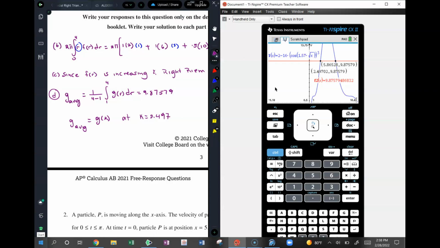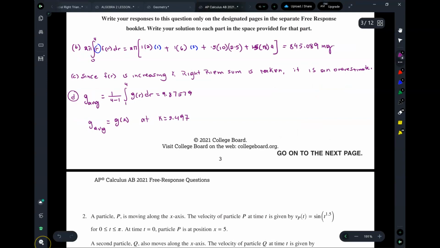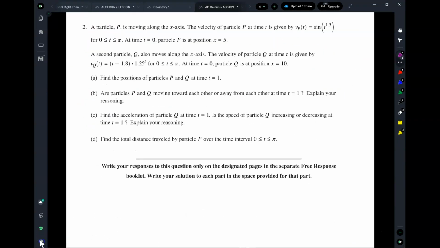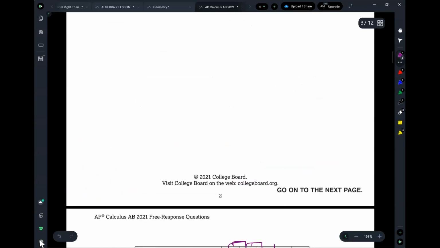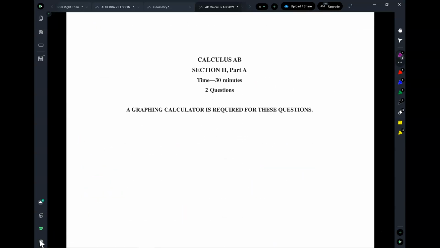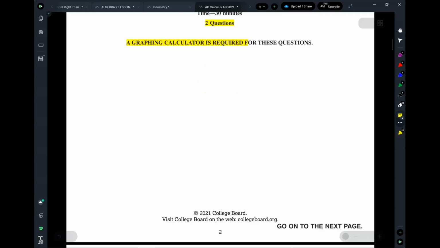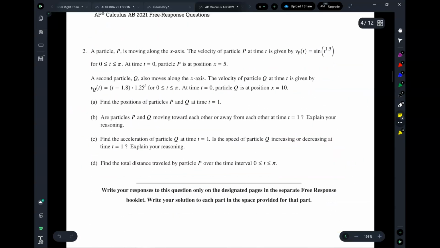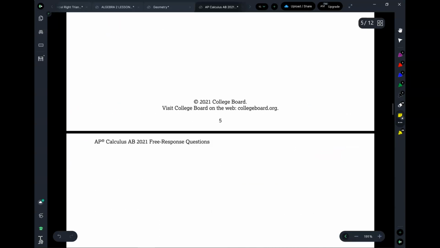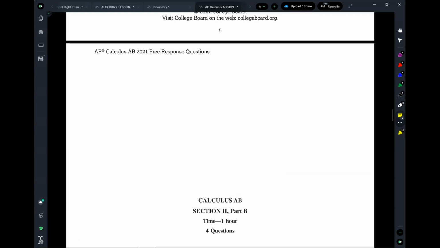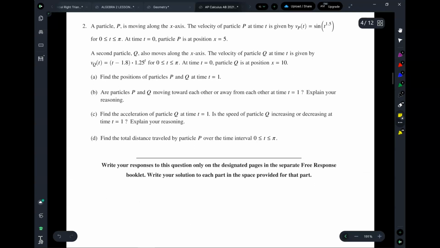Okay? Questions? I have a question. Are we going to be getting homework schedules for these couple weeks? The first two are calculator, and then the other ones are not. You'll see. You see how here it says section 2, part A, 2 questions, and these are calculator required questions. So this was number 1. Now we're going to do number 2. And after that, the ones that are coming up are not calculator.